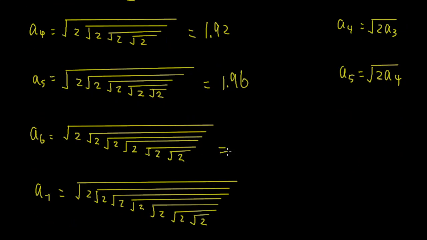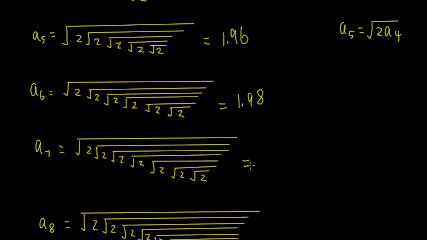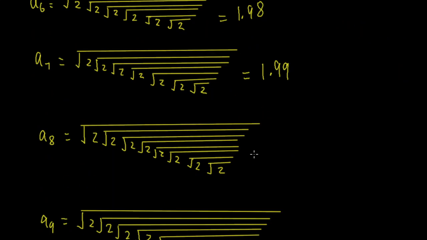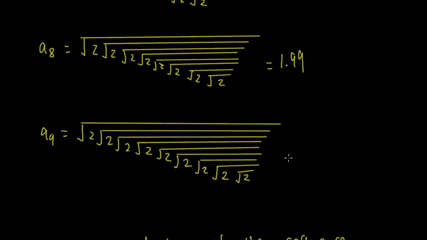a of 6 is approximately equal to 1.98. a of 7 is approximately equal to 1.99. a of 8 is approximately equal to 1.99. And a of 9 is approximately equal to 1.99. Okay, I will just add one more digit here. Okay, 1.997.